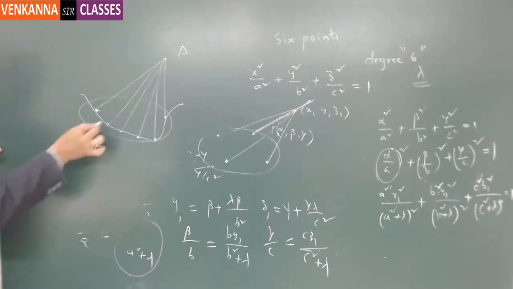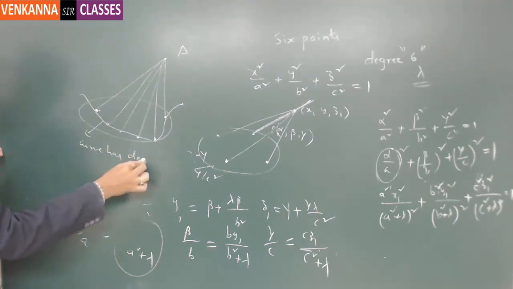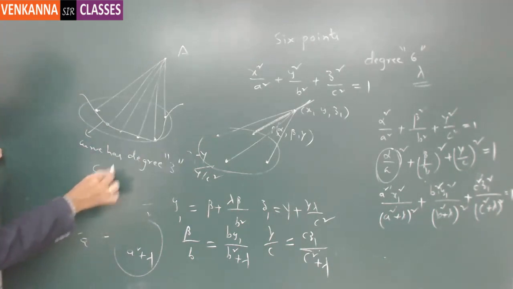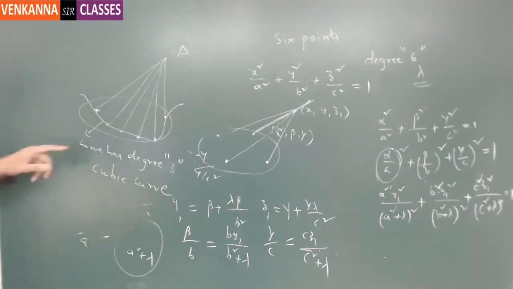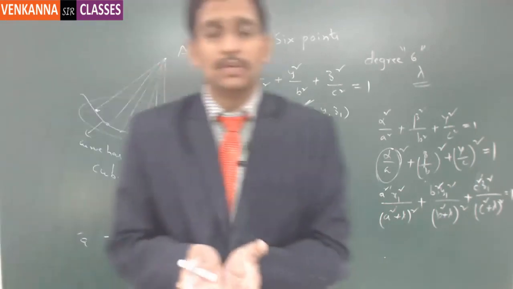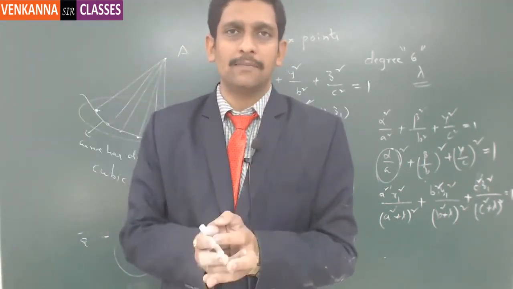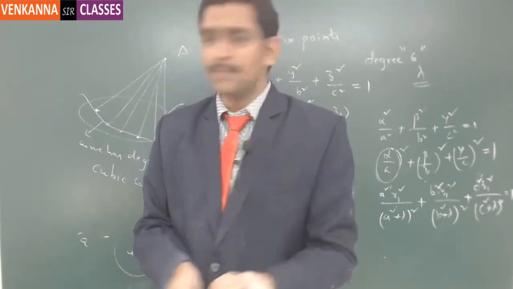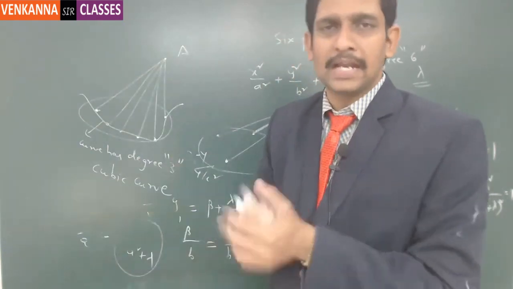And this curve has degree 3, so it is a cubic curve. And how am I getting a curve? As we know, if a sphere is intersected by a plane, you get a circle. If a cone is intersected by a plane, you will get a curve. Similarly, if an ellipsoid is intersected by a plane, you will get a curve.